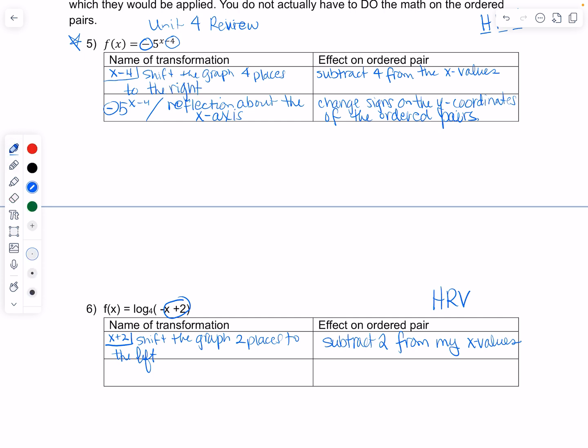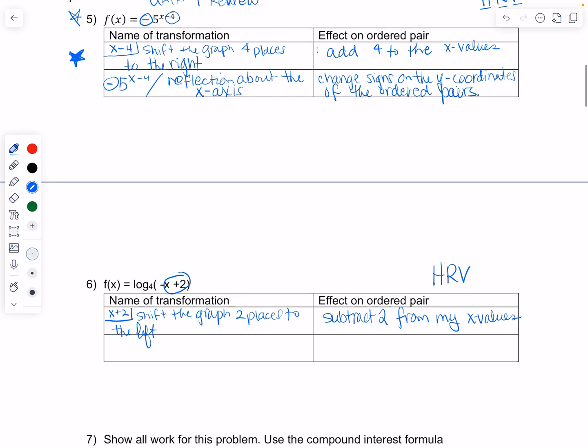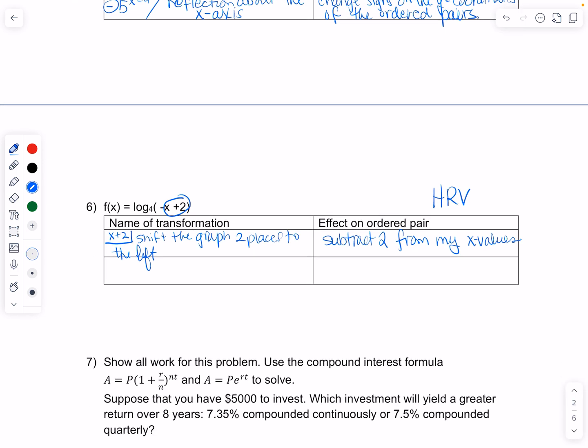So let's fix that. I went back up. Again, I'm on number 5. I caught my mistake doing number 6, okay? So I'm going to shift the graph 4 places to the right. So I'm going to add 4 to the x values. Okay, now back down to 6. So 6 is okay. The x + 2, shift the graph 2 places to the left. That means I subtract 2 from my x values.